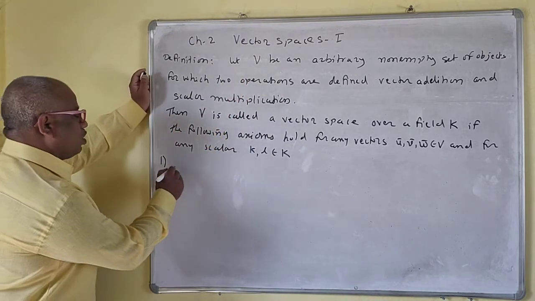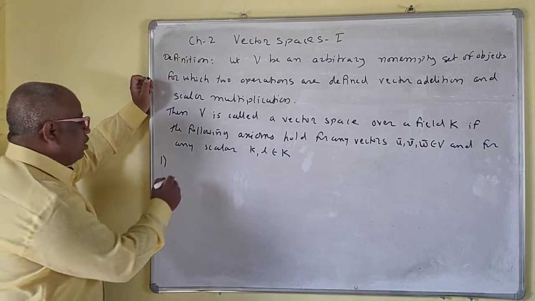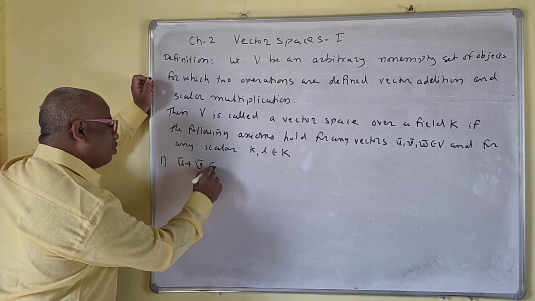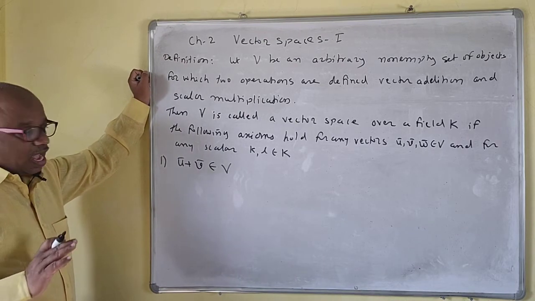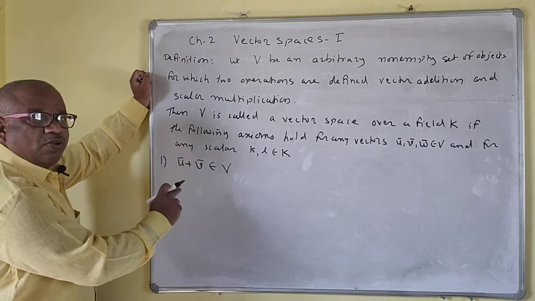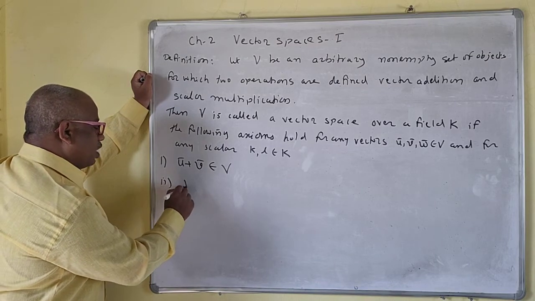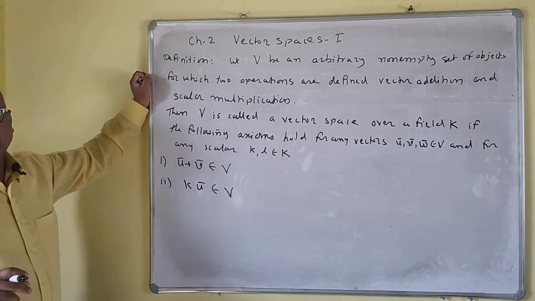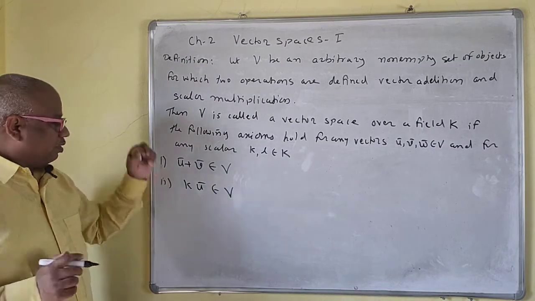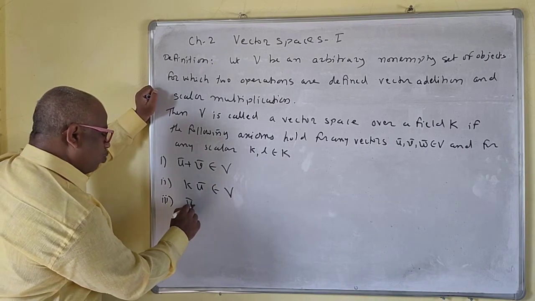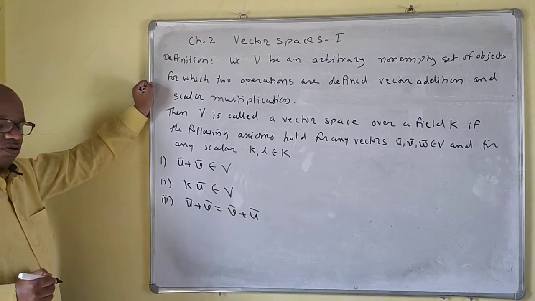The first axiom: if you take any vectors u bar and v bar, their addition must belong to V. Second, K u bar belongs to V. That means if you take any scalar K and any vector from V, the scalar multiplication is also in V. Third, u bar plus v bar is equal to v bar plus u bar. That means vector addition is commutative.